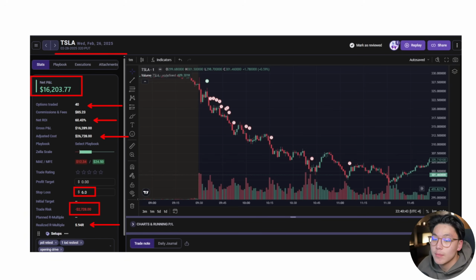The setups I ended up taking were your previous day low retest, your 1 minute opening range break retest, and it was also an opening drive play towards the downside. Now let's go on to the charts to see exactly the top down approach that I used to be able to capture this move towards the lows.